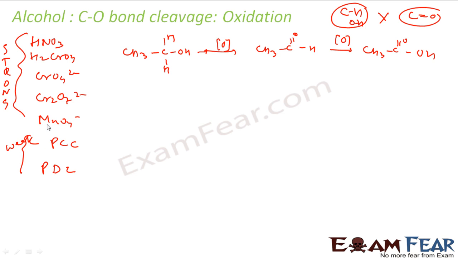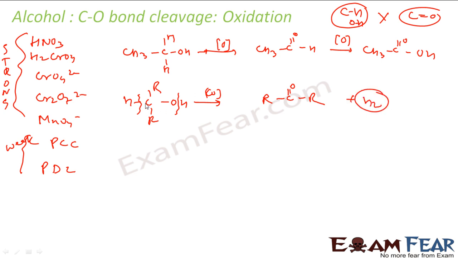And it is also called dehydrogenation reaction. For example, I show you this reaction now. If you add an oxidizing agent here, this bond breaks, and what you get is RCOR. If you see, what we are doing is removing hydrogen, 2 hydrogen. So it is also called dehydrogenation reaction.